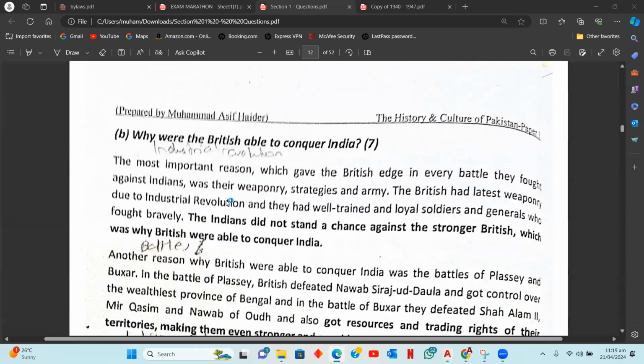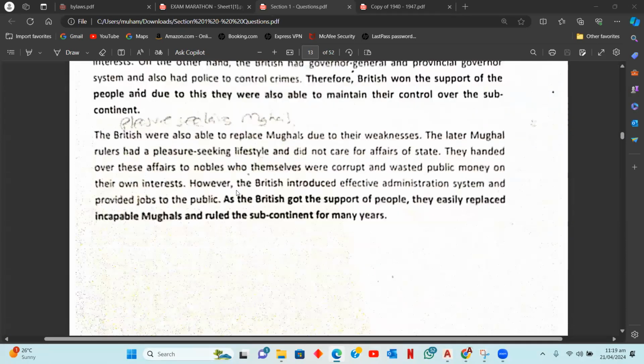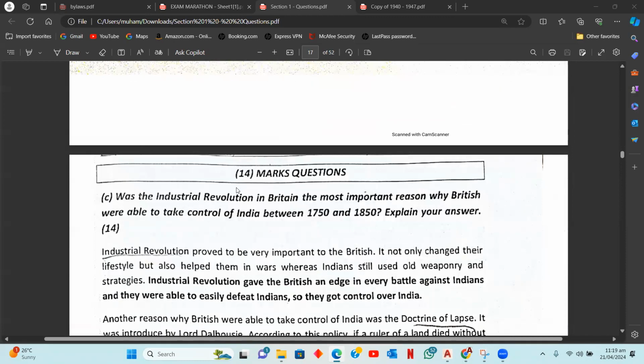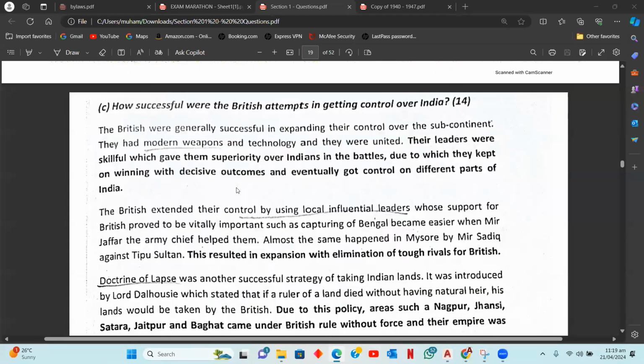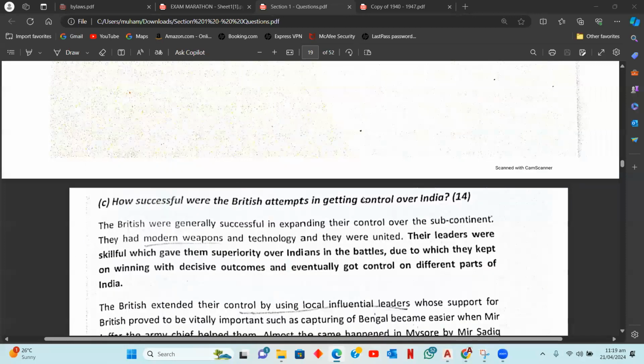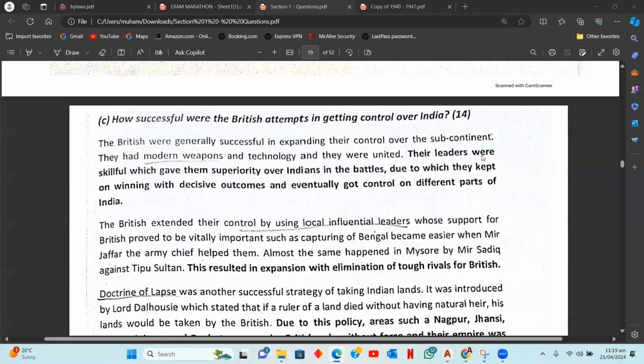Then another type of 14 mark question here is, let me show that to you. Yeah, how successful? This is another 14 mark question where you'll be asked to analyze the successes and failures of events. You'll be asked to talk about the events in terms of their consequences, in terms of the impact the events had, right? So this question says, how successful were the British attempts in getting control over India?